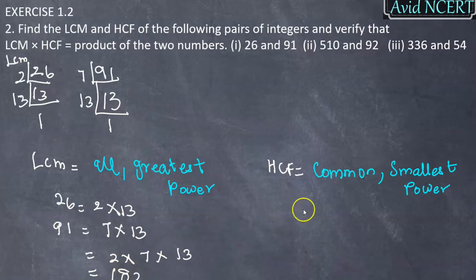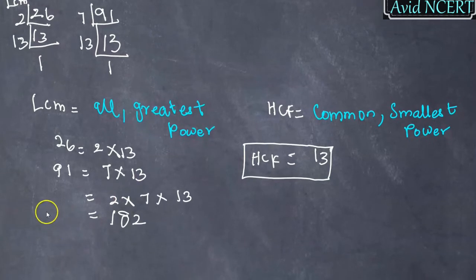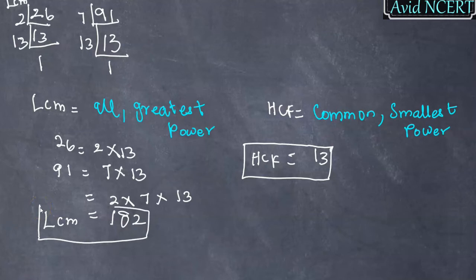182. And for the HCF, we have to take the common ones. The common one is 13 and the smallest power is 13 power 1, so you can just leave it here. So we know the LCM value and HCF value. HCF is equal to 13 and LCM equals 182. Now we have found LCM and HCF.